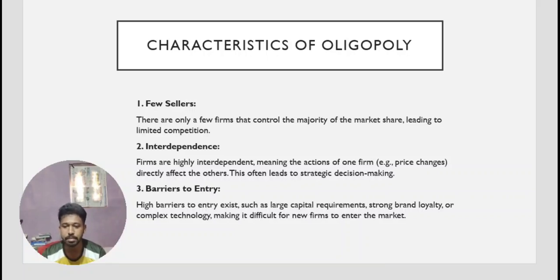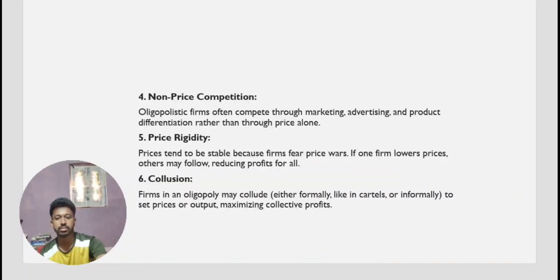The third point is barriers to entry. High barriers to entry exist, such as large capital requirements, strong brand loyalty, or complex technology, making it difficult for new firms to enter the market. The fourth point is non-price competition. Oligopolist firms often compete through marketing, advertising, and product differentiation rather than through price alone.